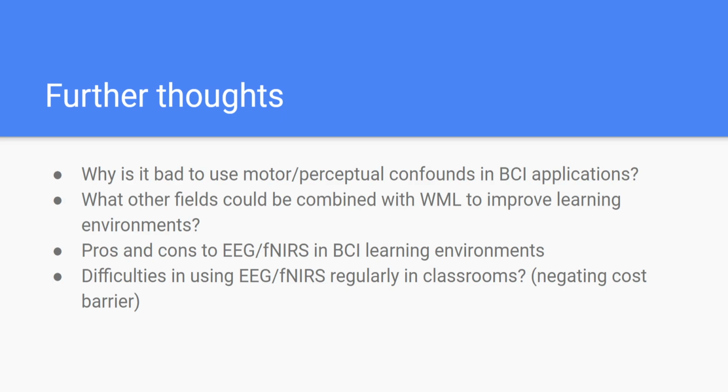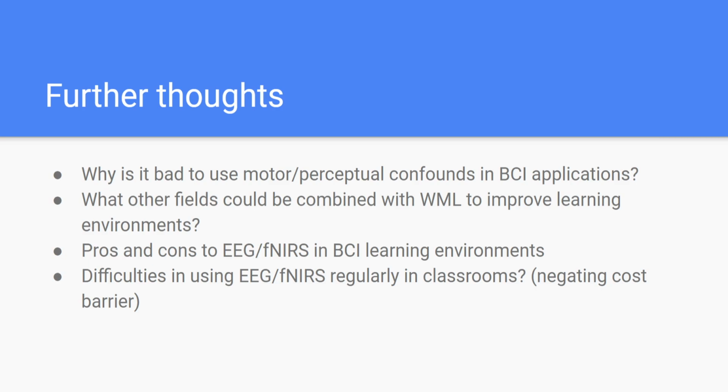What are some pros and cons you think to using EEG and fNIRS in brain-computer interaction learning environments? So what are some good things for using EEG? What are some bad things? What are some good things for using fNIRS? What's some bad things? The most obvious one to me is the timing delay in fNIRS. It takes approximately 5 or 6 seconds for the fNIRS data to show up because of the delay of oxygen coming to the brain. Whereas EEG is instantaneous, so it's great if you want immediate feedback.